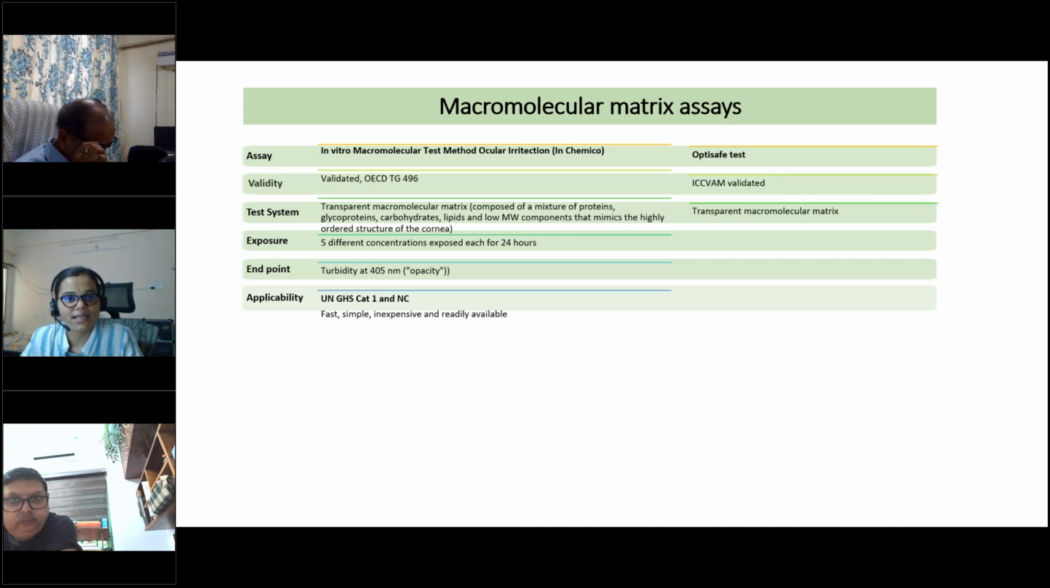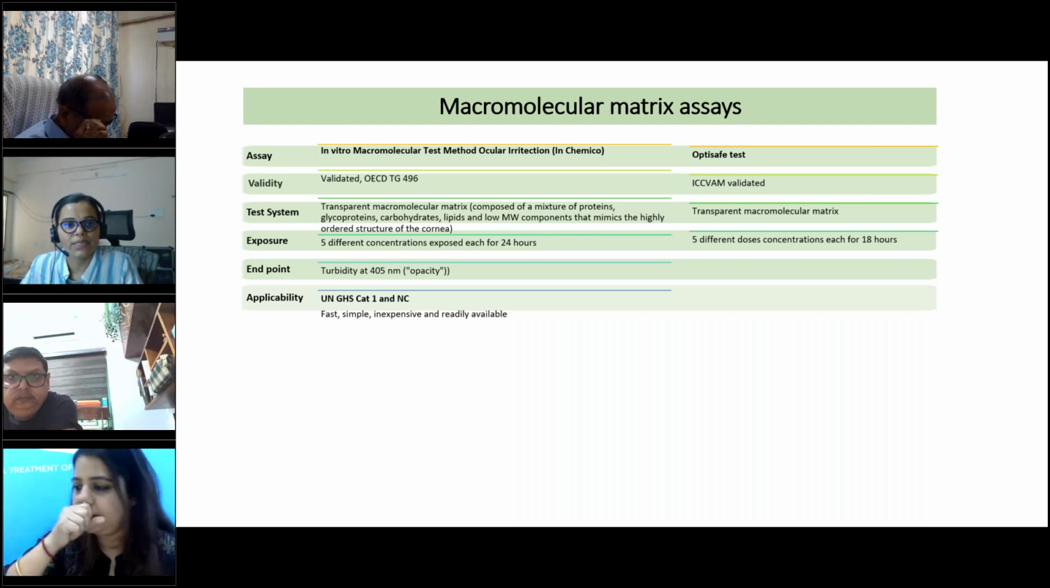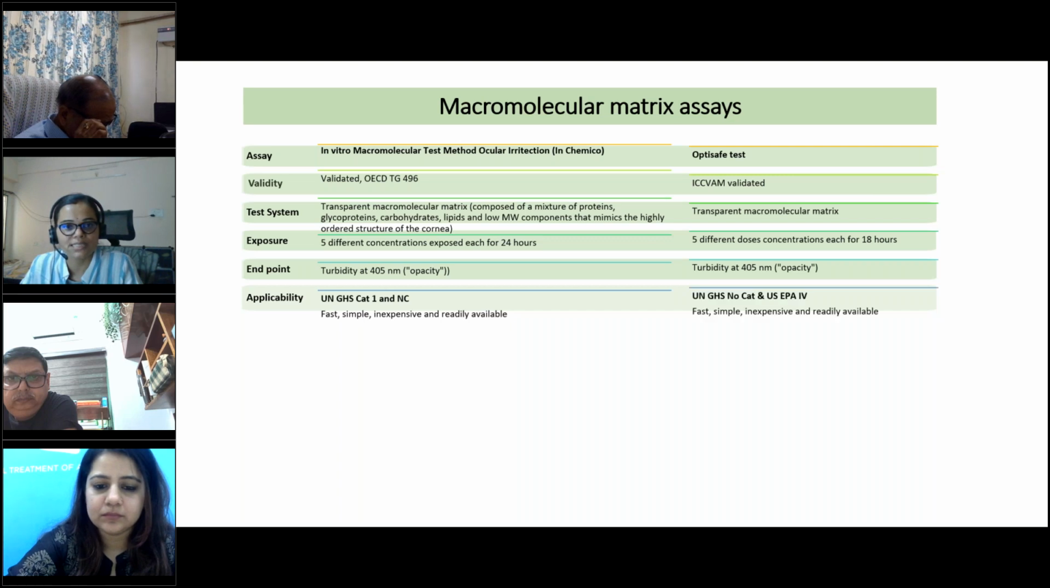Similarly, the OptiSafe assay is IQVAM validated. Again, it uses the transparent macromolecular matrix. Exposure would be the same, but the only difference is that the test chemical would be exposed for 18 hours instead of 24 hours. Turbidity measurement would be made again at 405 nanometers for opacity measurement. And this test is used and accepted by US EPA to classify category number 4, along with UNGHS no category.